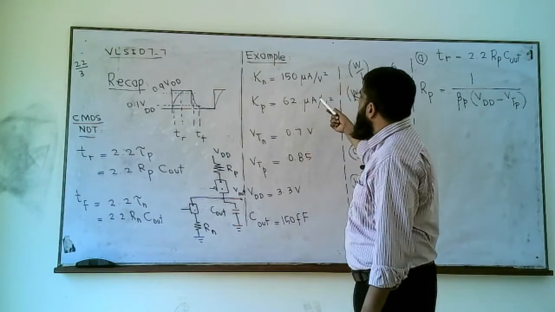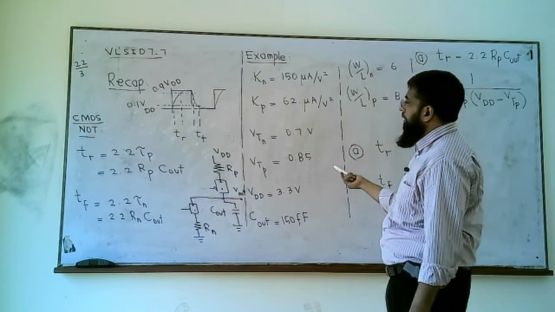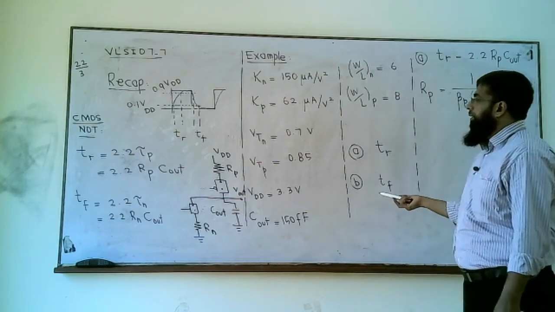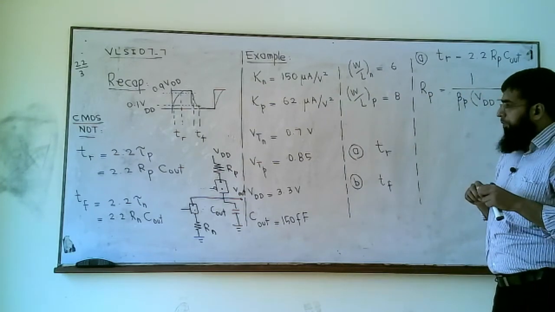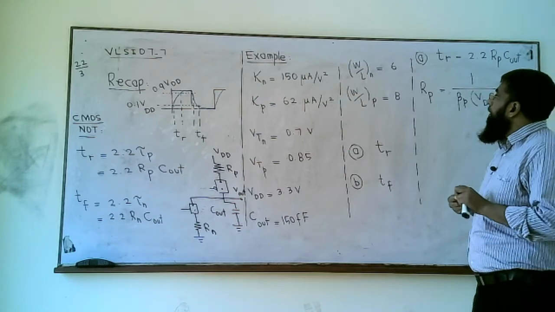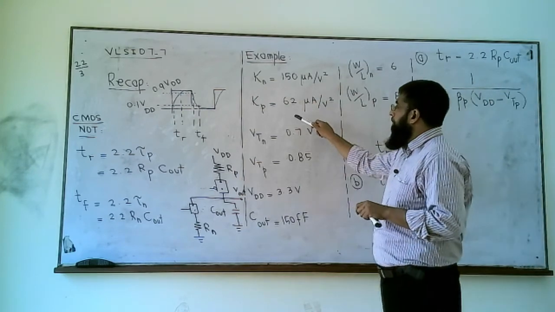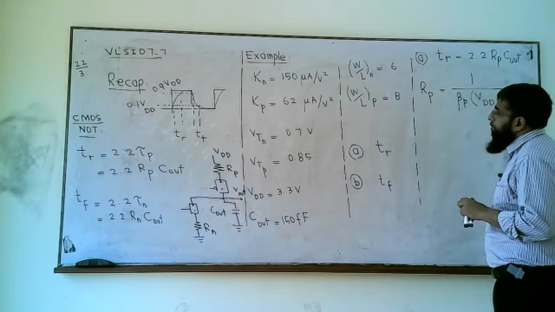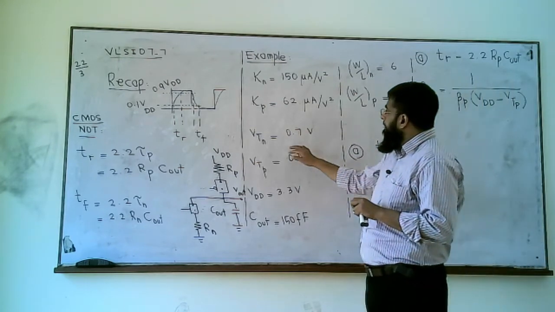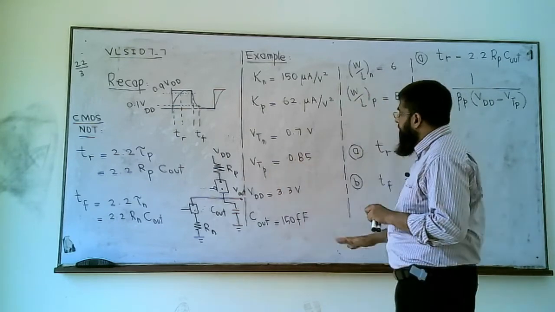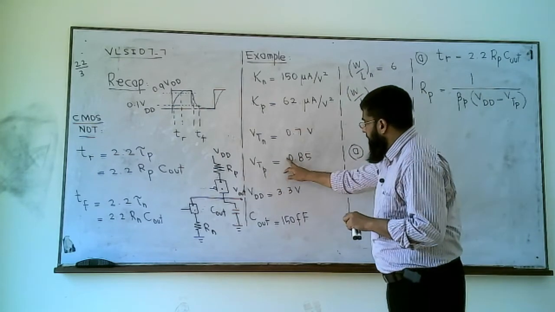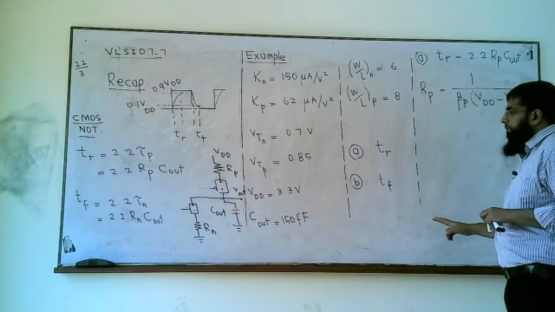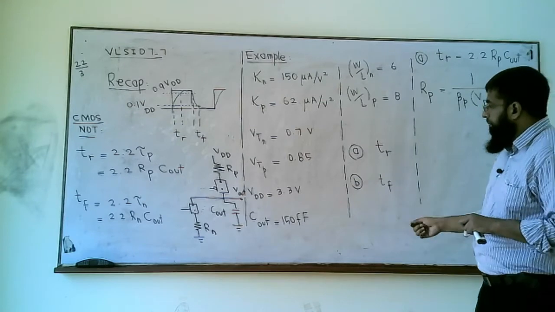In this lecture, we are not going to study anything new, but we will be solving an example based on the information that we obtained in the last lecture. Here is an example where kappa n and kappa p, the process transconductance values, are given for NMOS and PMOS, and the threshold voltages for the two transistors are also given. They are a bit different from each other. They are not exactly the same.